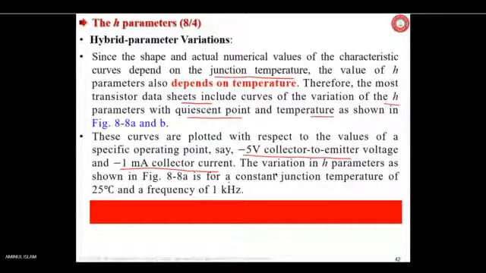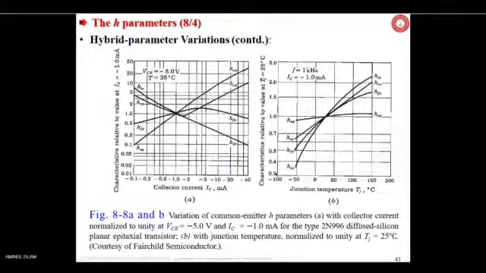With this, at this quiescent value and temperature taken as 25 degrees centigrade, you get some value, and frequency is 1 kilohertz. These four quiescent values, voltage, current, temperature, and frequency, are given. Keeping this frequency constant, supply VCE, collector to emitter bias voltage -5 volt. You are going to change some temperature or other parameters like collector current and get the plot.